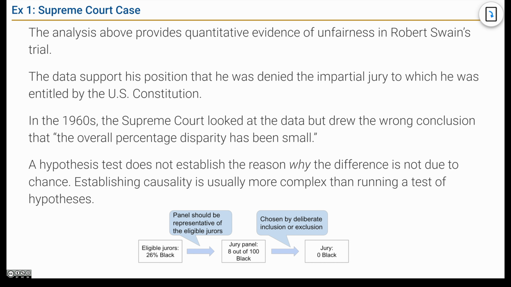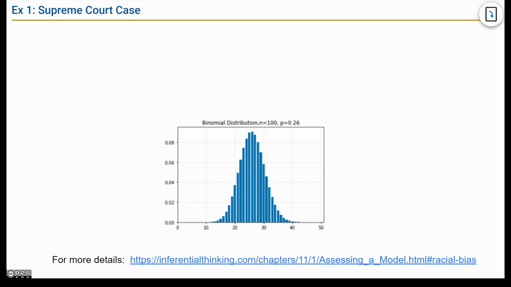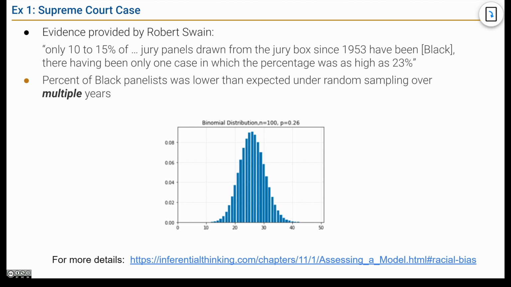Now, I will point out that a hypothesis test does not establish causality. So this alone doesn't tell us what happened and why this jury selection was unfair. To do that, it actually requires looking a little bit deeper into the Supreme Court judgment statement. And Robert Swain actually brought to light, as part of his appeal, the fact that this was not a one-time situation. So he actually looked at jury panels since 1953 and found that the percentage of Black people on those panels was usually 10 to at most 15%.